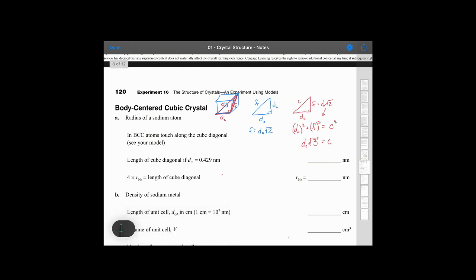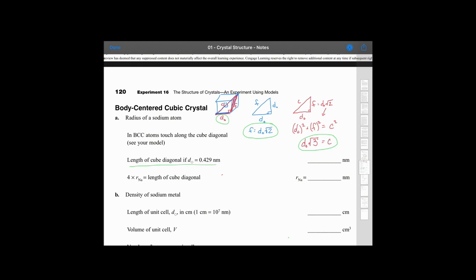And so when you look in the book, you're going to see several equations just spelled out for you. One of them is this one, that the face diagonal is going to be square root of 2 d0, and the cubic diagonal is square root of 3 d0. And of course, the edge length is just d0. Those are the geometric things you're going to need to think about as you're going through this. And so it's going to ask you, for instance, a question like this. What's the cube diagonal if d0 is 0.429 nanometers? Well, we have our formula, right?